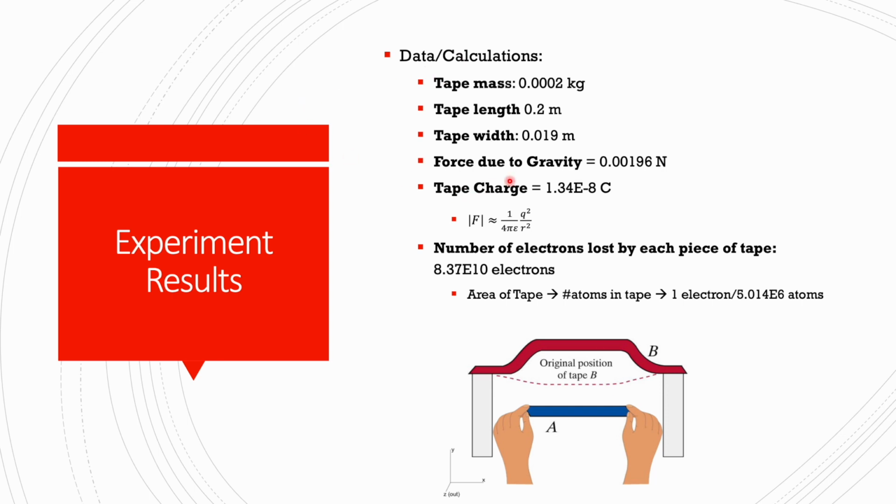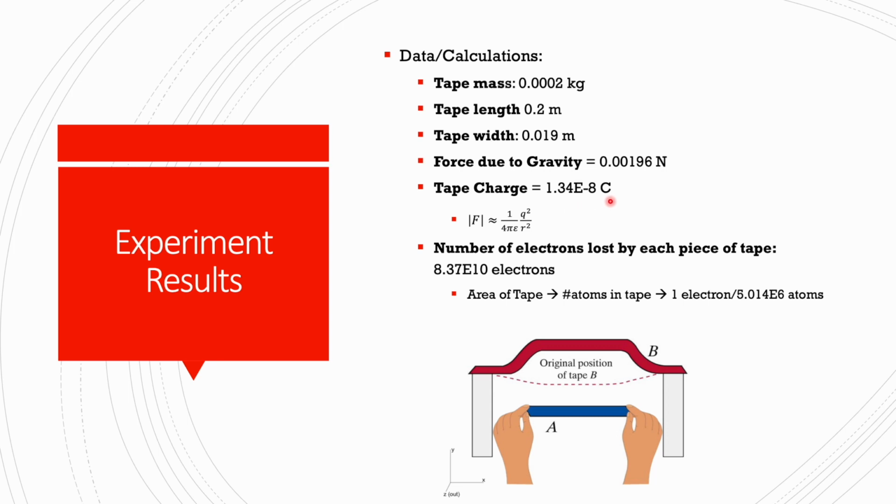For our experimental results, we found that the tape had a mass of 0.002 kilograms. Each piece of tape had a length of 0.2 meters. The tape width was 0.19 meters. Using the mass, we found that the force due to gravity was 0.00196 newtons. Then we found that the tape charge, using this equation here, was 1.34 times 10 to the negative 8 coulombs.